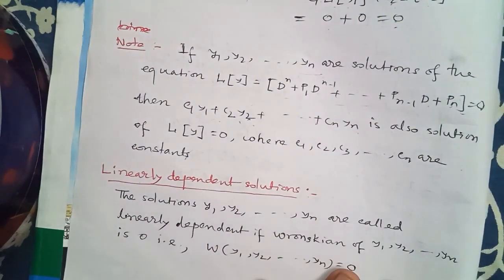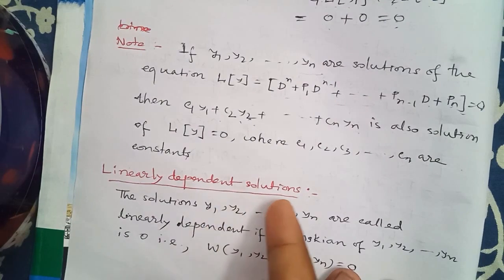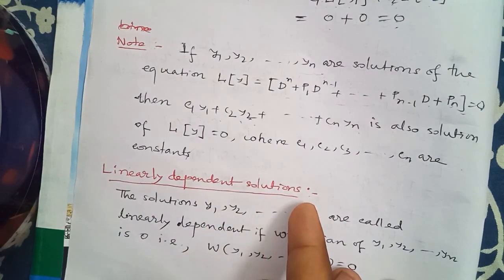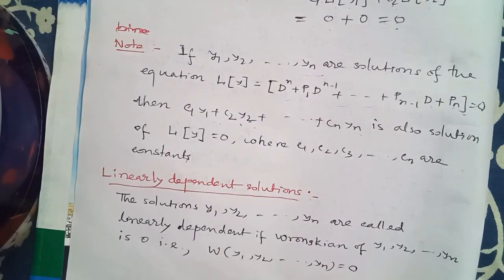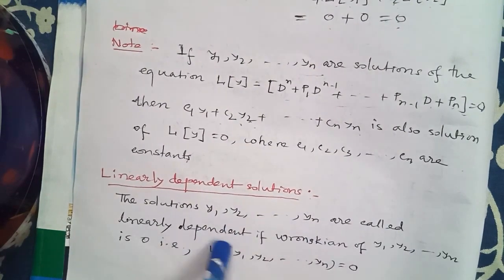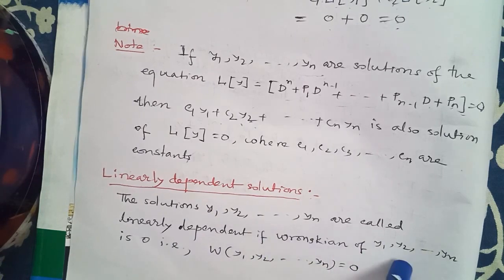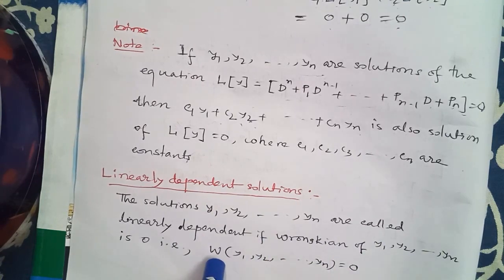No problems there. Now we should learn what a linearly dependent solution is and what a linearly independent solution is. What is a linearly dependent solution? The solutions y1, y2 up to yn are called linearly dependent if the Wronskian of y1, y2 up to yn is equal to 0. We write this as W of y1, y2, up to yn equals 0.